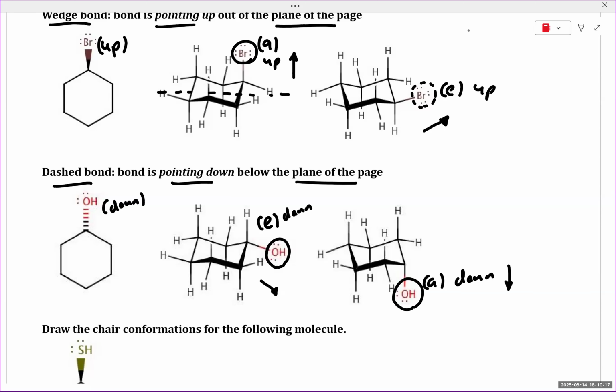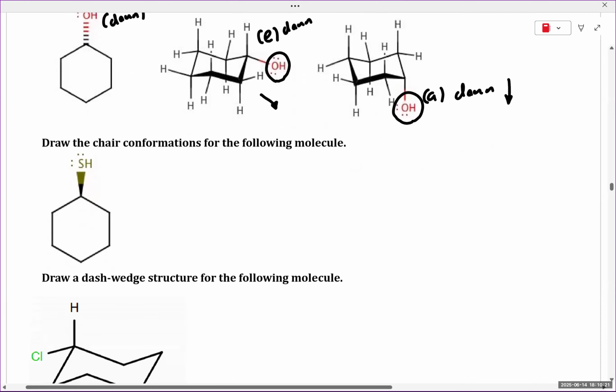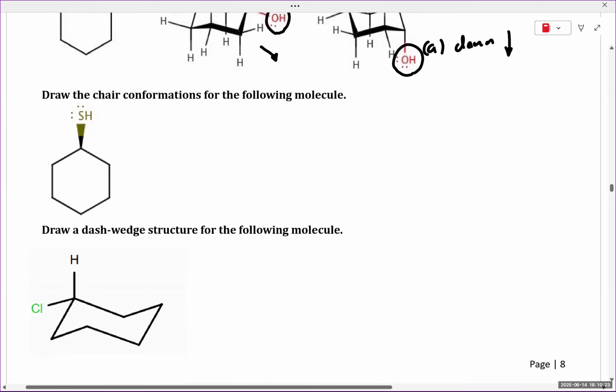So let's practice this. I'd like you to try to draw the chair conformation for the following molecule, and I'd like you to draw a dash wedge structure given the following chair conformation. So pause the video, work through these examples, and then we'll discuss momentarily.